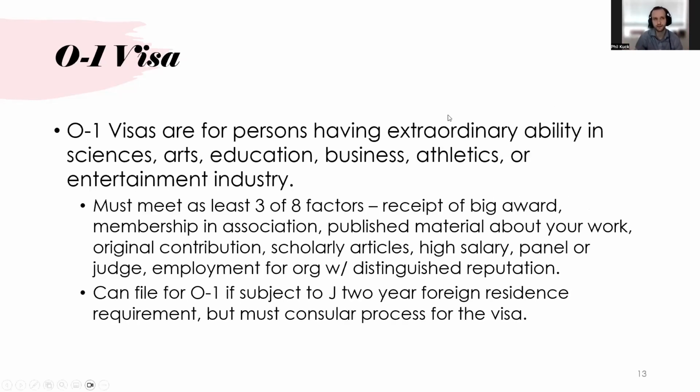The O1 visa. I had a few questions about the O1 visa, so it's important to cover this as well, because the similarities to the EB1A are there, right? We'll talk a little bit about that. O1 visas are for persons having extraordinary ability in sciences, arts, education, business, athletics, or the entertainment industry. You must meet at least 3 of 8 factors, and those factors are receipt of a big award, and we're talking about big, not just an award, right? So maybe not Nobel Prize.